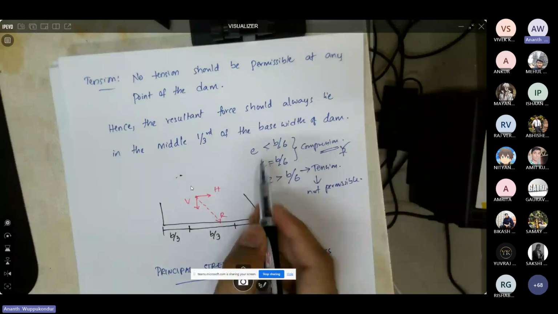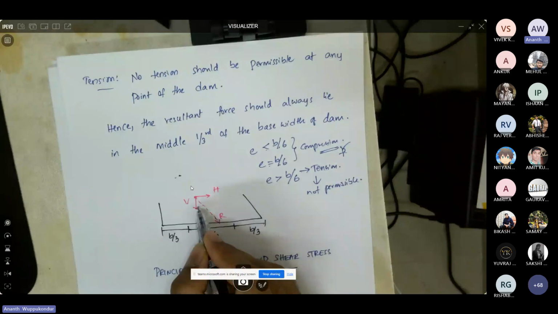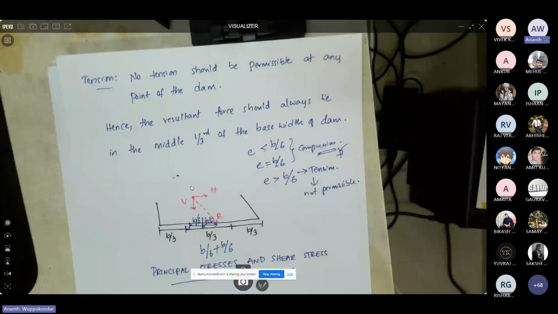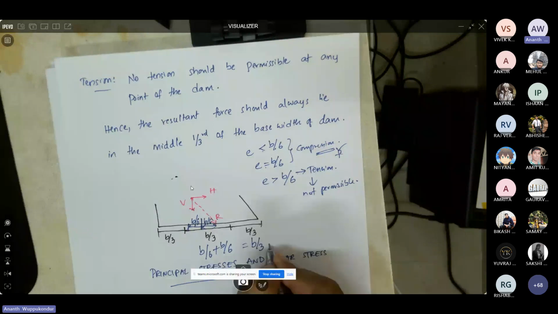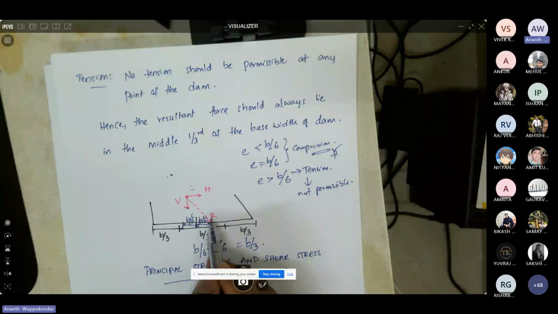Now if I'm considering the resultant force R with an eccentricity from the center line of the base, I'm saying this is B by 6, and it could be on the other side as well, so it could be B by 6 towards the heel. If you sum up B by 6 plus B by 6, which is the range within which the resultant can fall, then that becomes B by 3. So your resultant force should always lie within the second 1/3 of the dam base.